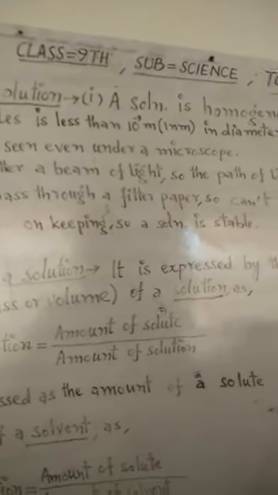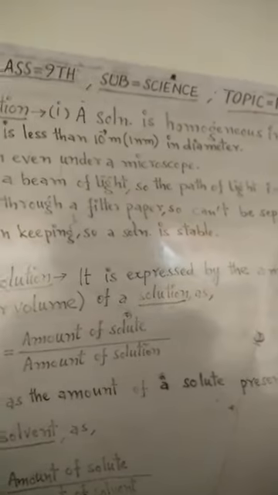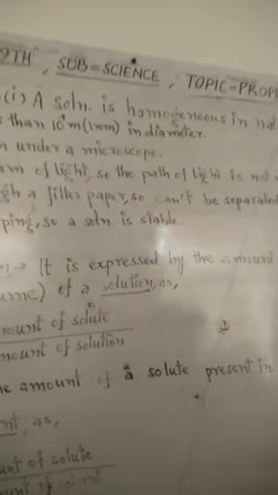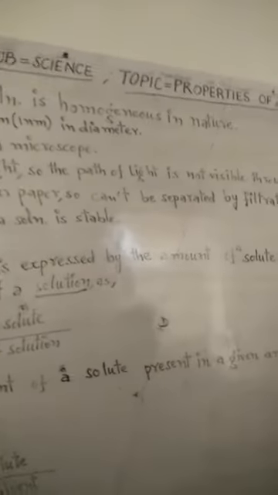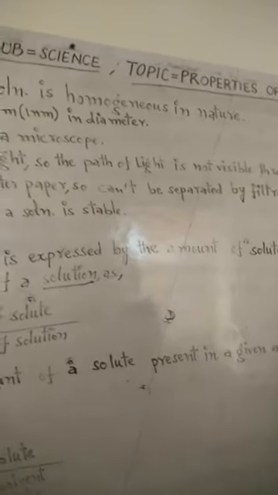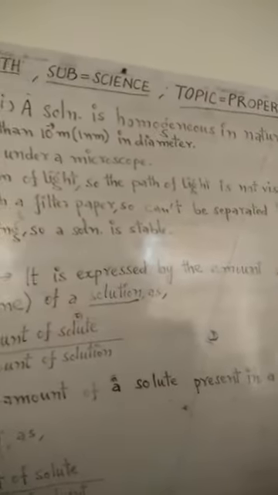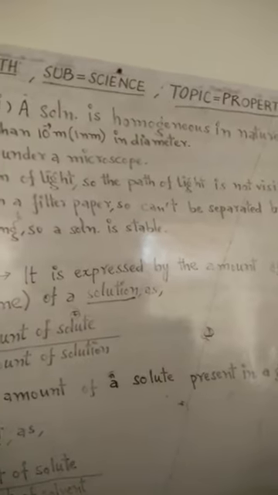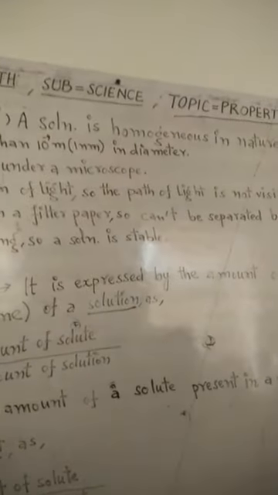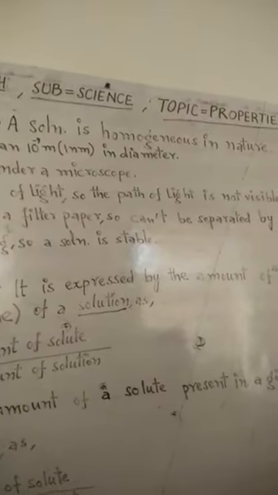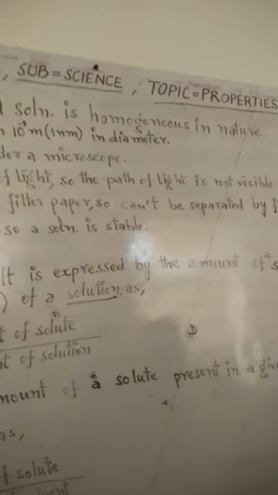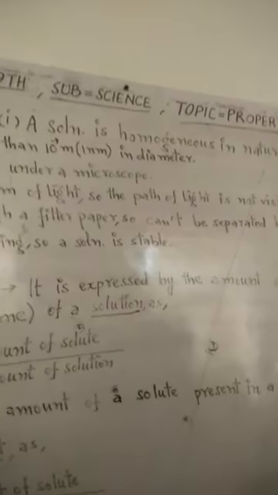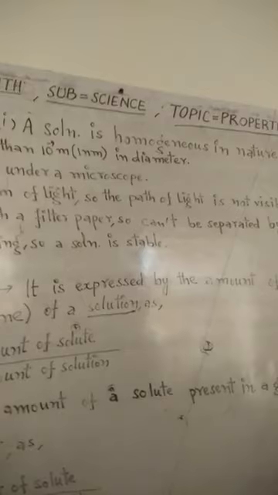Fourth property of solution is the particles don't scatter a beam of light passing through it, so the path of light is not visible through it. This can be explained as, when a beam of light passes through a solution, the light is not seen through the solution because the particles do not scatter the beam of light passing through it.